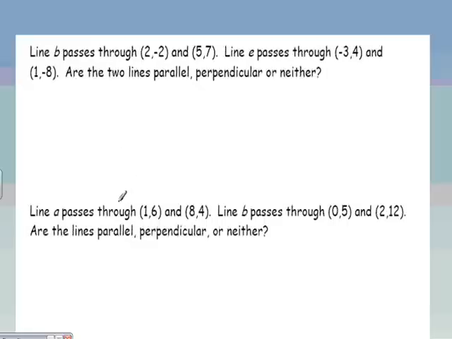All right, we're given a couple situations here with some lines, and we need to tell whether the lines are parallel, perpendicular, or neither. Well, in order to do that, we need to know what their slopes are. So I need you to find me the slopes of line B and line E, and then tell me whether the lines are parallel, perpendicular, or neither. Same thing down here. Slope of line A and the slope of line B, and tell me parallel, perpendicular, or neither, and then come back and check your answers. So hit pause, please.